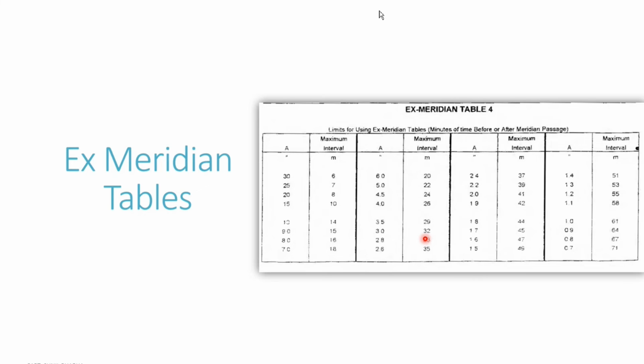If the body or time has gone outside the Ex-meridian limit, then this method is not recommended. This method will give us substantial errors. It is not recommended, and we should not be using this method then. In this case, if the body has gone outside the Ex-meridian limit, we should be using the intercept method instead. So this is how we determine what is the Ex-meridian limit for a particular body and for a particular observer.